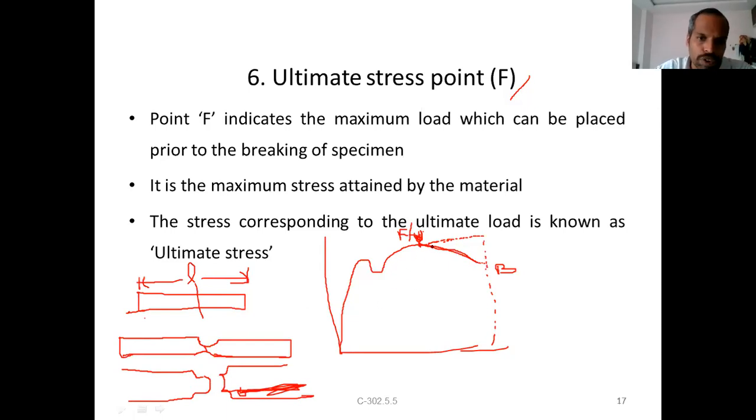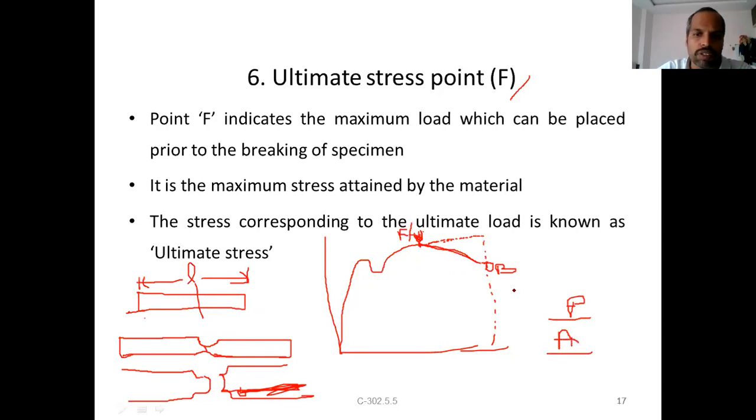Why are there two curves? If we take the original area into account, what we call stress is, in the stress strain curve, load divided by area. The load will only increase, since we are continuously increasing it. But initially, if we take the original area, it is nothing but the original area A.